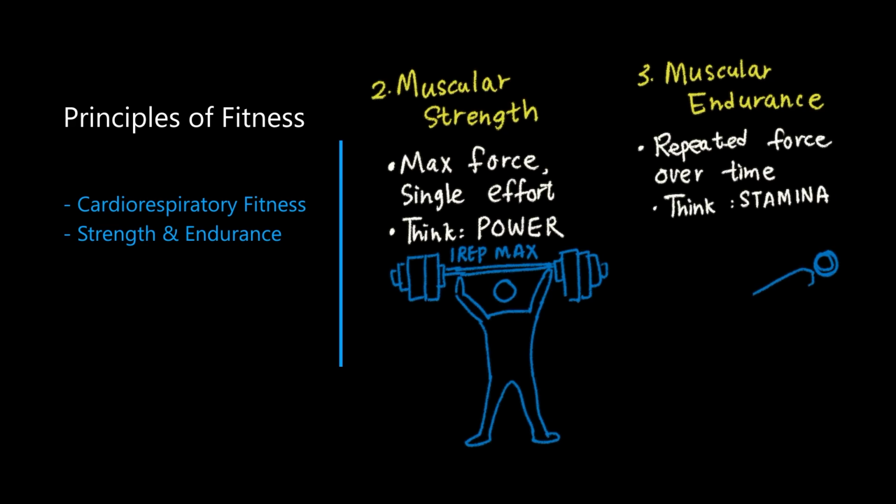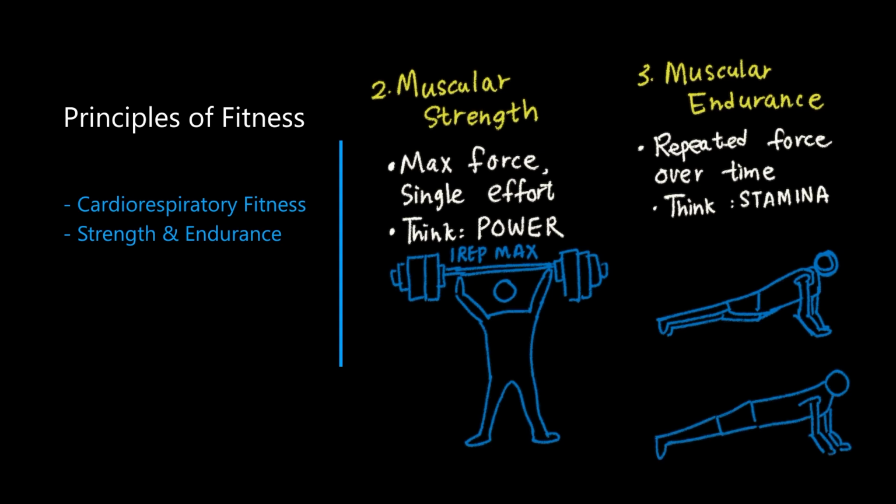This is different from strength. It's the ability of a muscle or muscle group to repeatedly exert force or to hold a contraction for a prolonged period. It's about stamina. Examples include doing 30 push-ups in a row, holding a plank for 2 minutes, or raking leaves in the yard for an hour. While strength is about one big effort, endurance is about many smaller efforts over time.